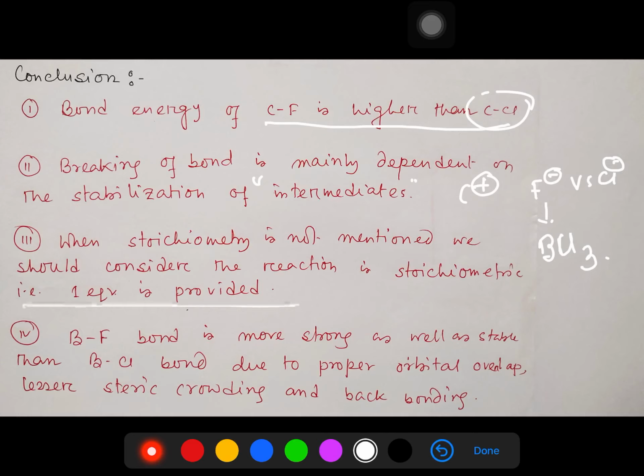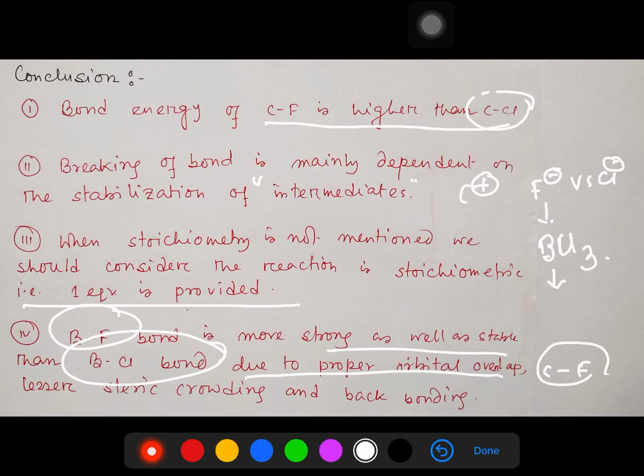Fine. And the fourth understanding is that the BF bond is stronger as well as more stable than the BCl bond, because of proper orbital overlap. And it creates a lesser steric effect for this BCl3 addition with this fluoro. So ultimately the intermediate produced in the reaction is stabilized. Okay, so this is the overall discussion for today.